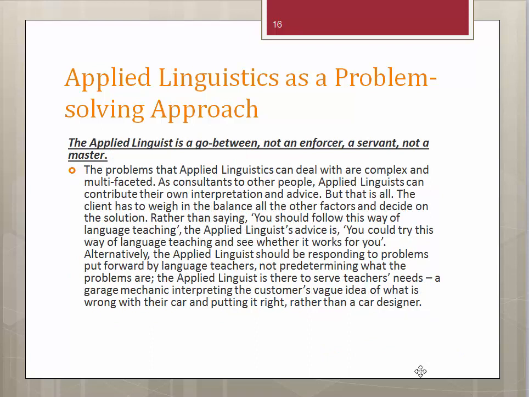The applied linguist is a go-between, not an enforcer, a servant, not a master. The problems that applied linguistics can deal with are complex and multifaceted. As consultants to other people, applied linguists can contribute their own interpretation and advice. But that is all that they can do. The client has to weigh in the balance all the other factors and decide on the solution, whether he is going to execute that solution or not. The linguist can only advise that solution.